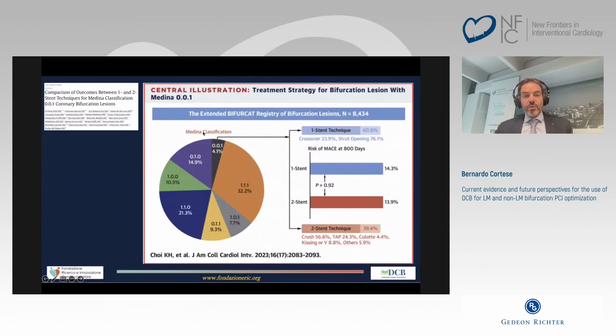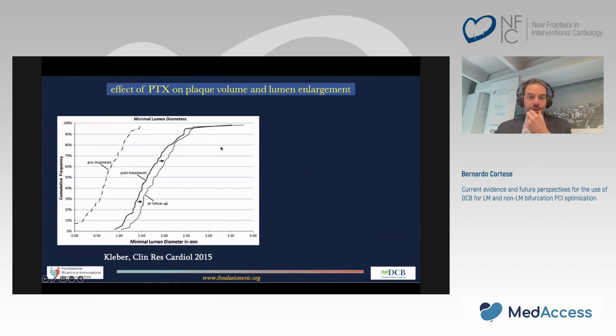And we also have some patients with only a single 0.01 Medina, and we recently published with many colleagues from Poland this study, showing how, in this very complex subset where we don't know what to do, two-stent strategy is similar to one stent. Unfortunately, in this study, the drug-coated balloon possibility was not taken into account.